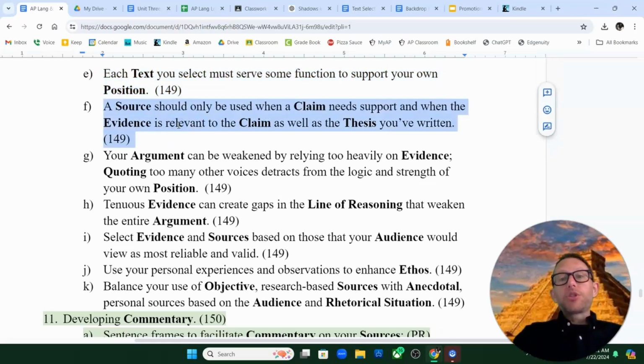A source should only be used when a claim needs support and when the evidence is relevant to the claim as well as the thesis you've written. Hopefully that goes without saying, just like so much of what we're talking about in this case. Obviously, you've got a thesis. Everything is supposed to support that thesis. The claims that are in your topic sentences should all link back to that thesis. And obviously, all of the sources should link to the claims, which subsequently link to the thesis.